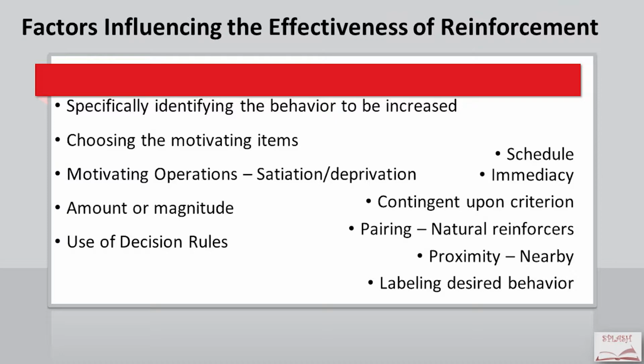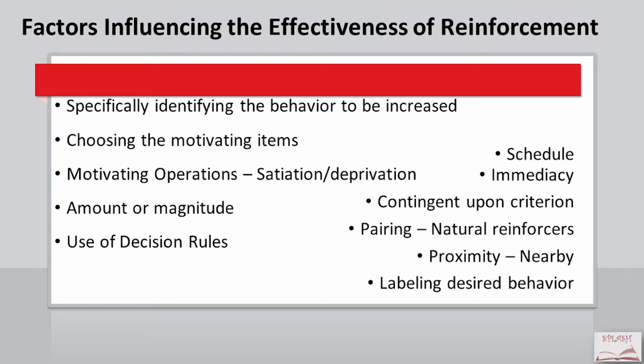Contingent upon criterion. Make sure the motivating item is delivered contingent upon the desired behavior only. Pairing motivating items with natural reinforcers. This is important when fading out tangible motivating items so that natural reinforcers are available to maintain the desired behaviors over time. One important natural reinforcer we have already discussed is descriptive praise. Praise should always be paired with tangible reinforcers.